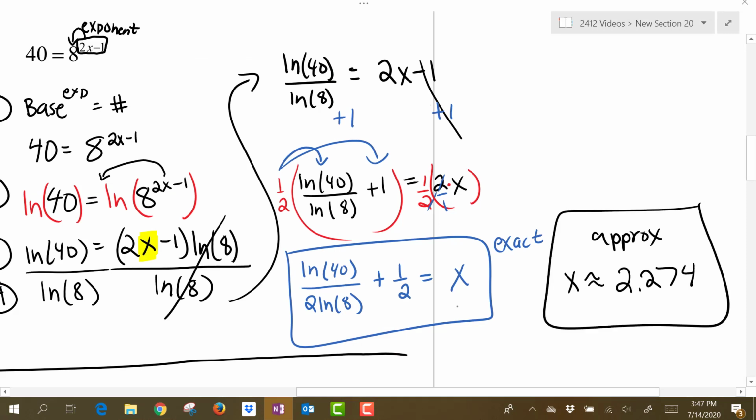Alright, so the challenge here is, can you find the exact value and then also the approximation? So you will be asked for the exact value. Make sure that you can get the exact value with the natural logs in there and then also the approximation.